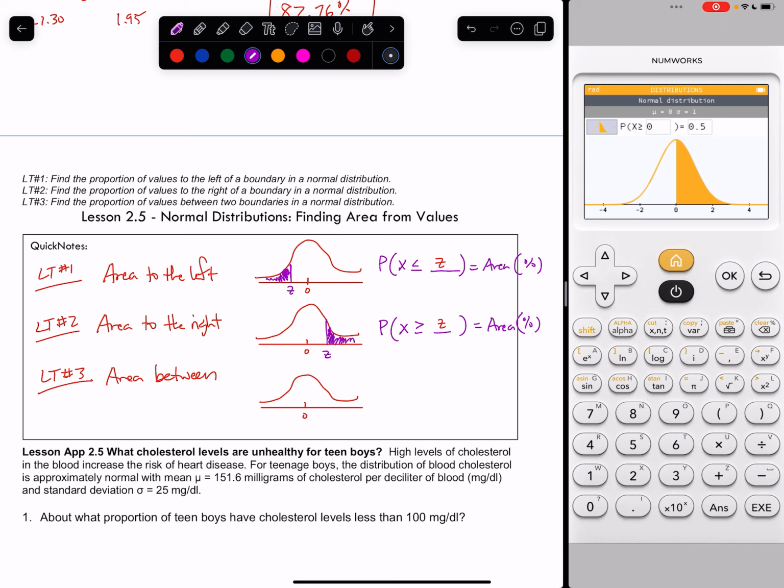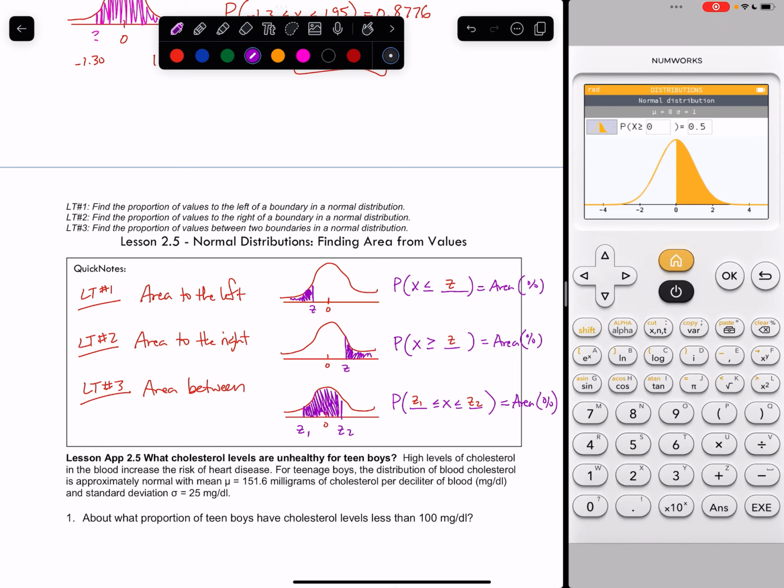And then lastly, the area between. So we have z-score number 1, we have z-score number 2, and we're trying to find everything in between there. So when that happens, we do the probability of z-score 1 less than or equal to x less than or equal to z-score number 2. So z1, z2, and again, that gives us our area, our percentage. Okay.